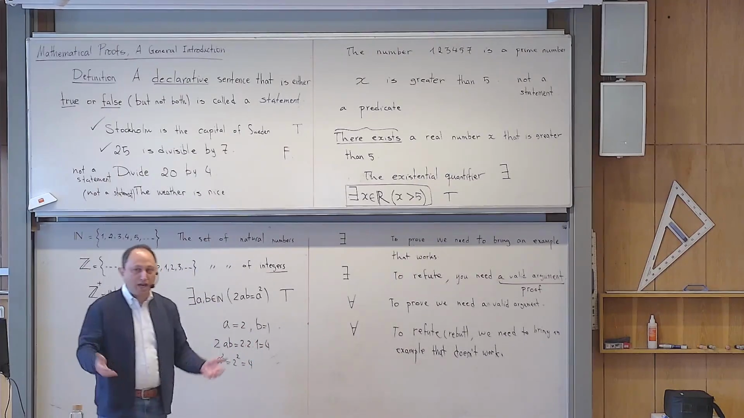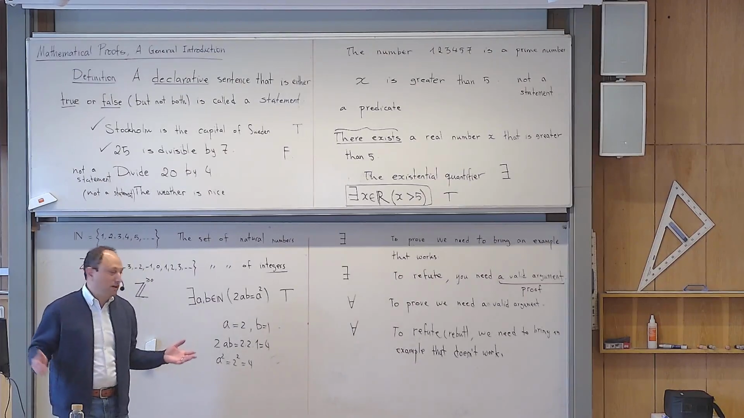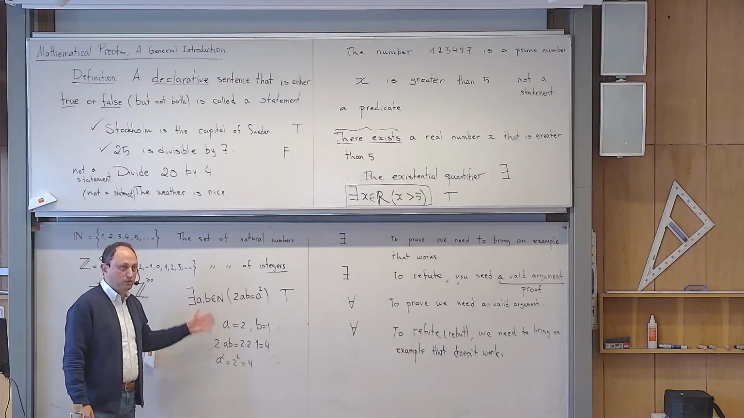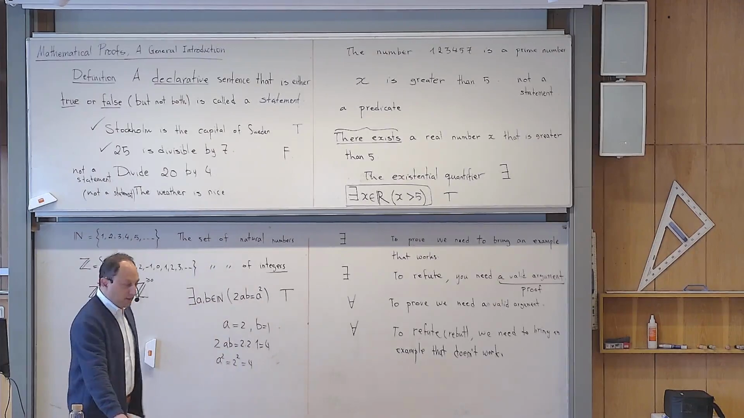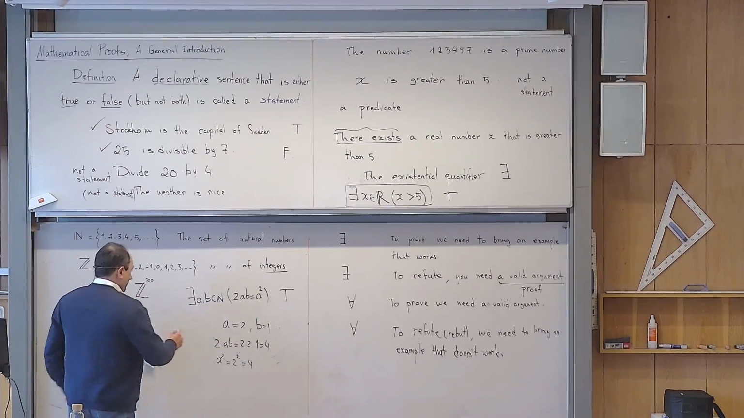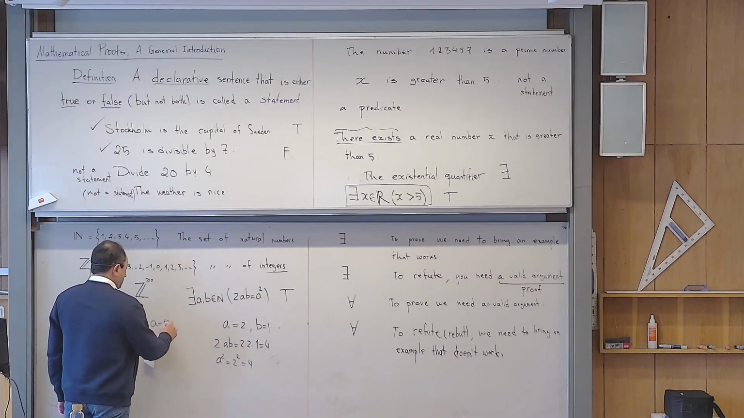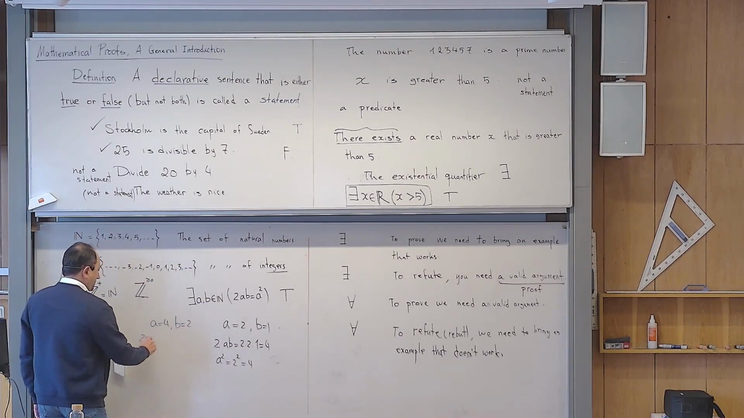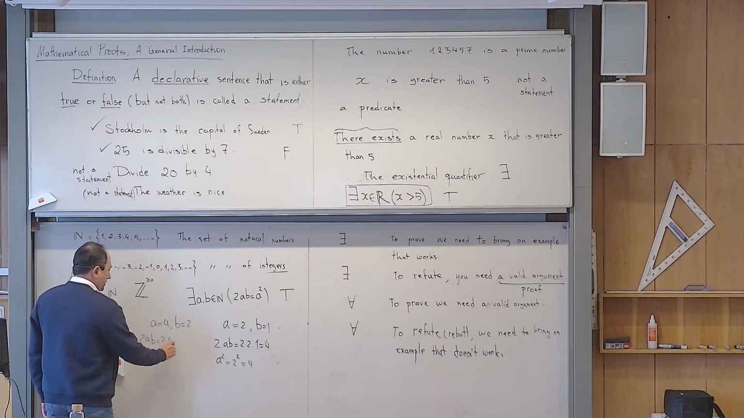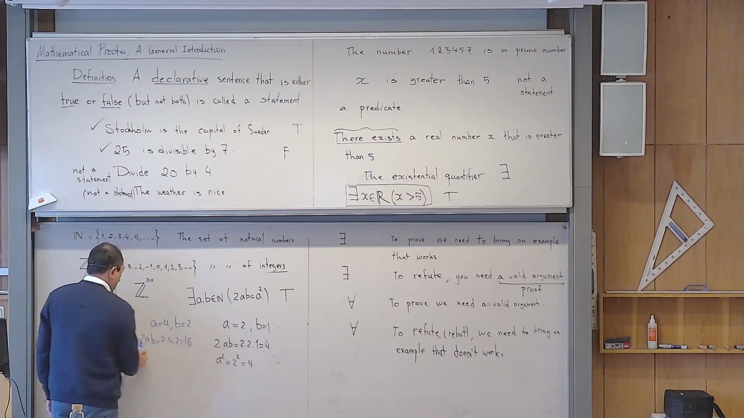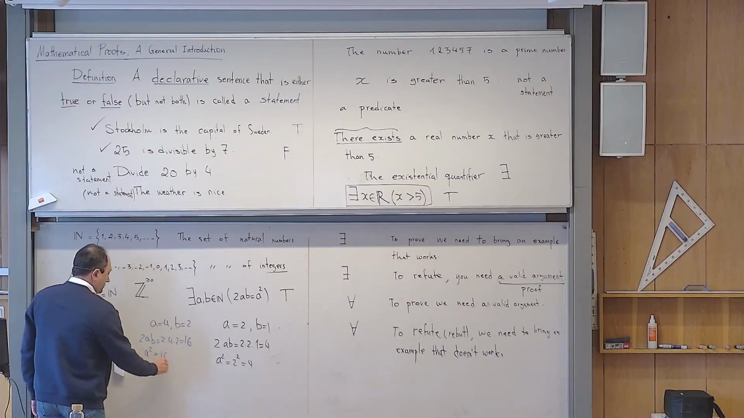But sometimes you might ask yourself harder questions. Can I cook up another example that shows that it works? Yes? A is equal to 4, B is equal to 2. Let us check. So 2AB becomes 2 times 4 times 2, which is 16. And then, yes, A squared is also 16.